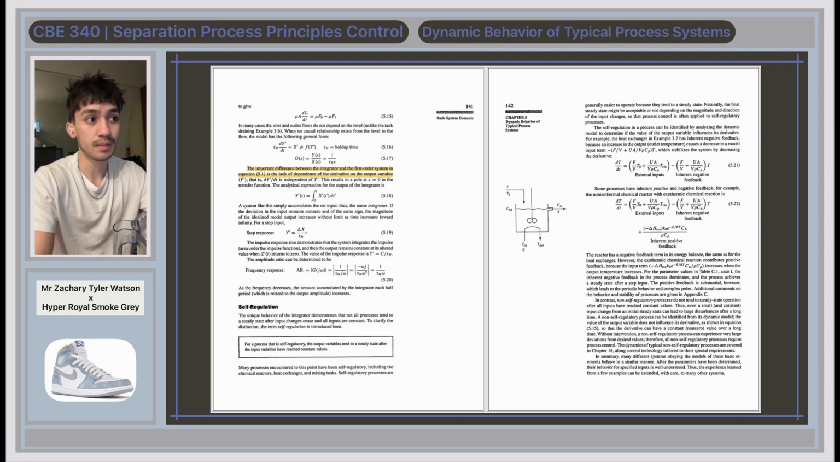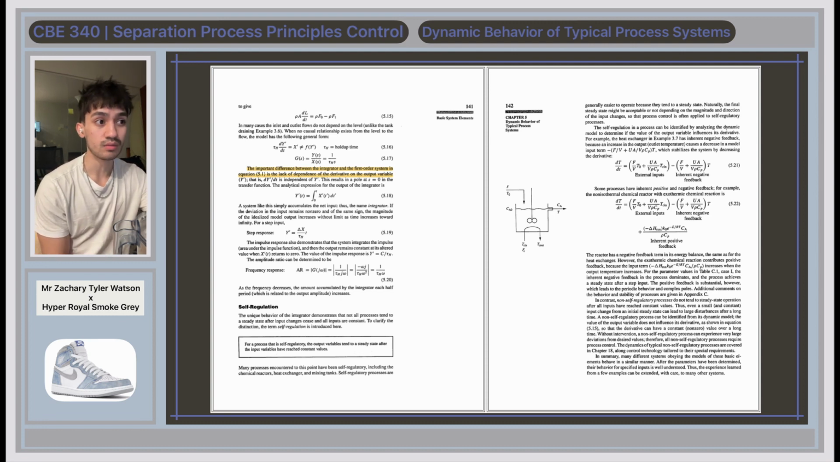Naturally, the final steady state might be acceptable or not depending on the magnitude and direction of the input changes, so process control is often applied to self-regulatory processes. The self-regulation of a process can be identified by analyzing the dynamic model to determine if the value of the output variable influences its derivative. For example, the heat exchanger in example 3.7 has inherent negative feedback because an increase in the output temperature causes a decrease in a model input term. Here we have negative F over V plus UA over V rho Cp, and all of that is multiplied by T. So this stabilizes the system by decreasing the derivative dT over dt, equation 5.21, and we have all this math for the self-regulation process.